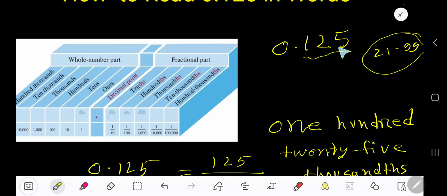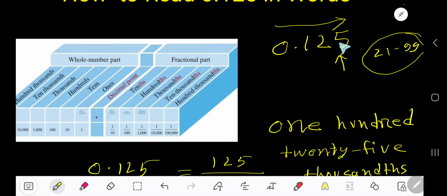The whole number is 125. That is, we say this 125. We use a hyphen for numbers 21 to 99. So the fractional part as a whole number is 125. Then the column: this is the farthest digit from left to right after the decimal.